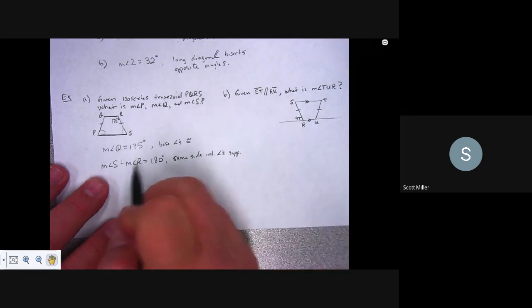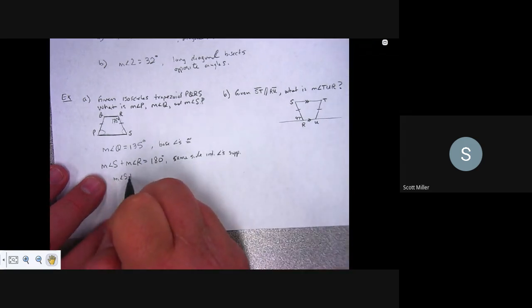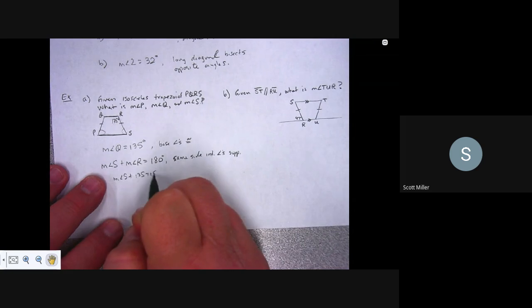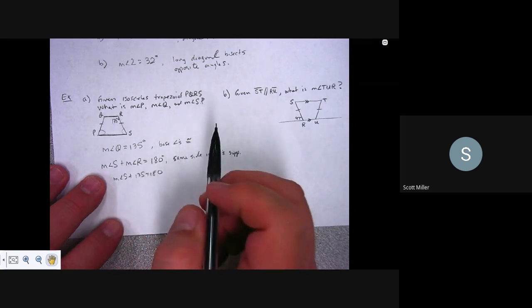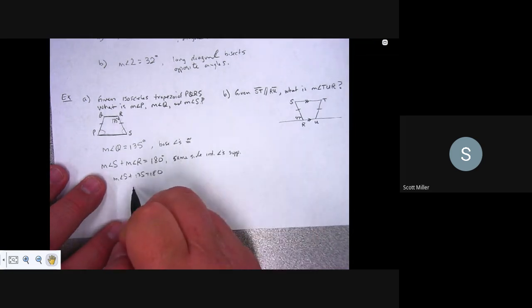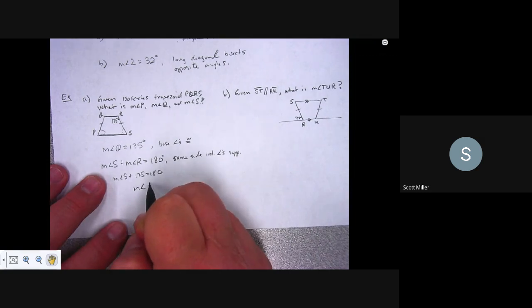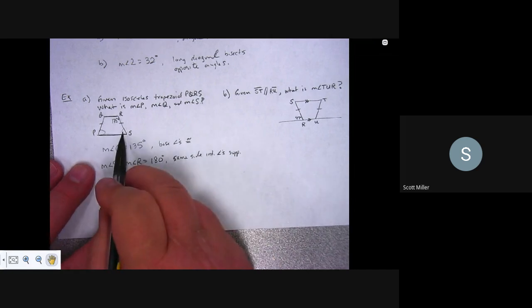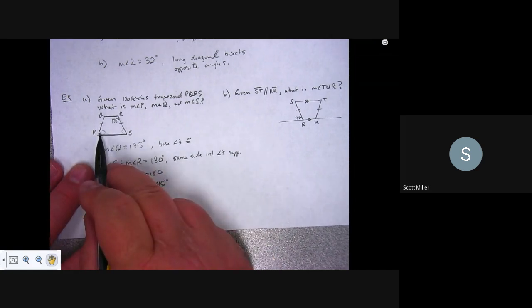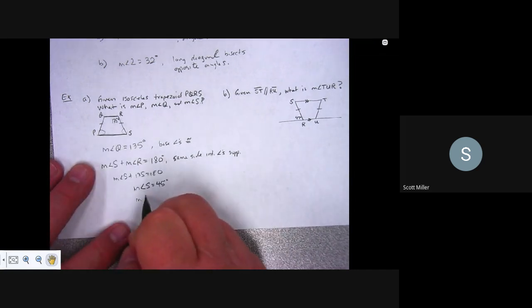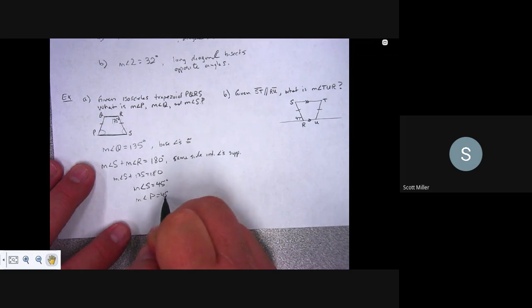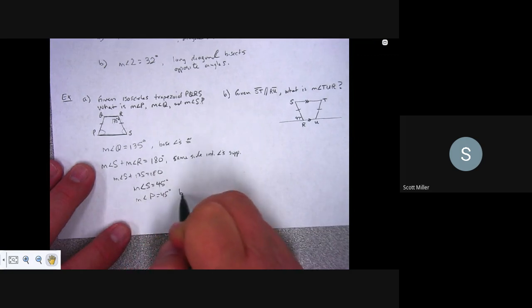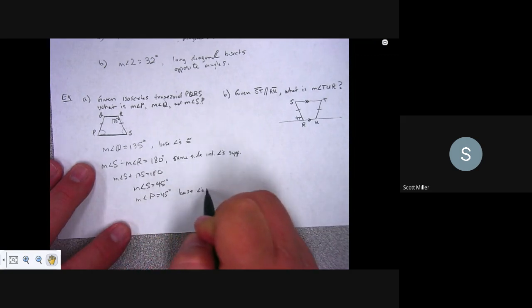And R is 135, so the measure of angle S plus 135 equals 180, which makes the measure of angle S equal to 45 degrees, which means not only S is, but so is P, because base angles are congruent.